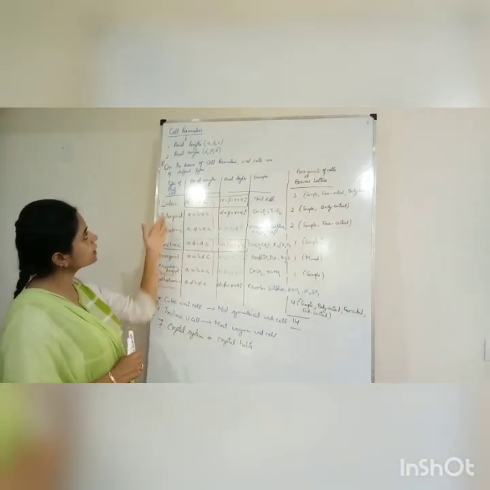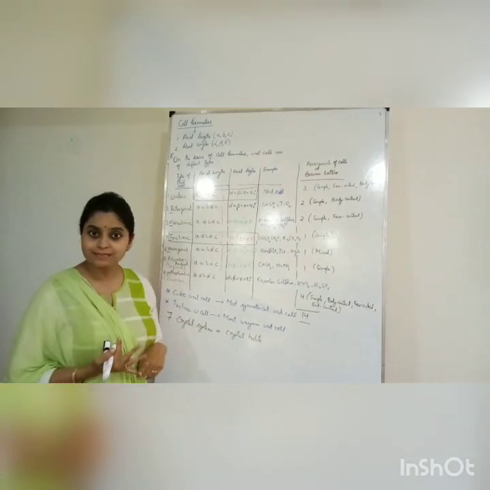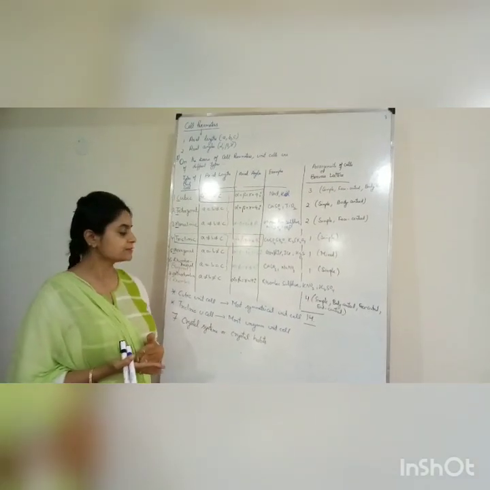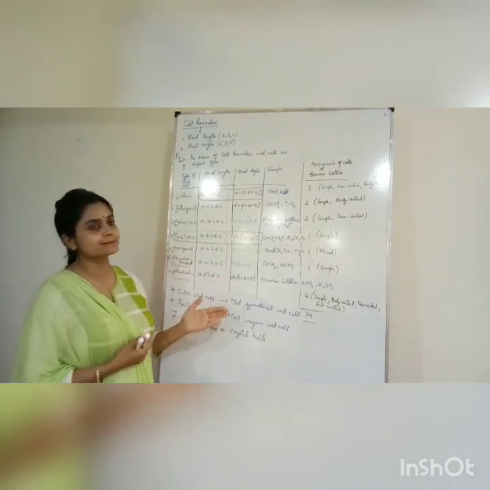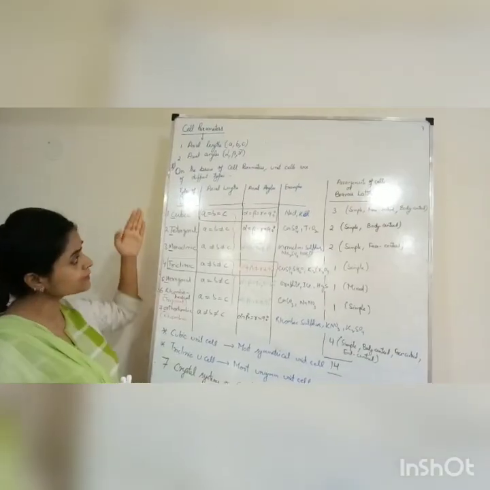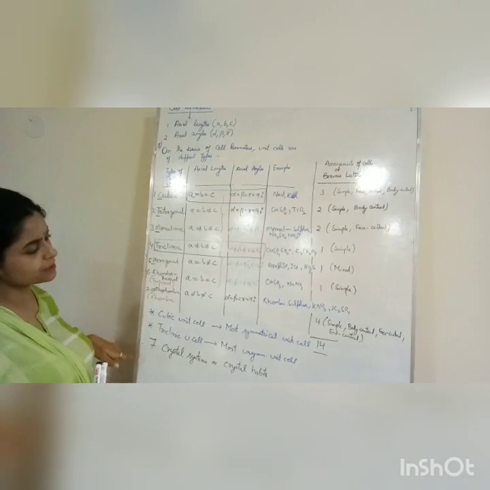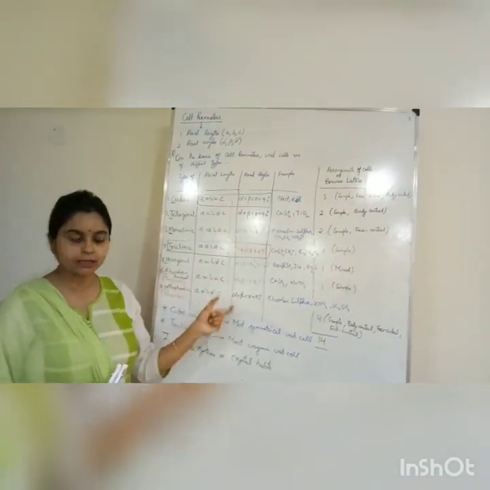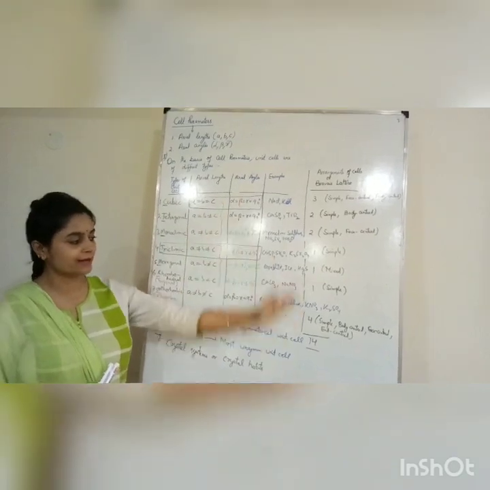So this is all about different types of unit cells, different crystal systems, Bravais lattices. Students, you must take a screenshot of this table because this table is very important. In competitive exams, this is very helpful.